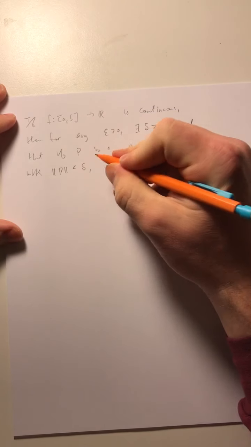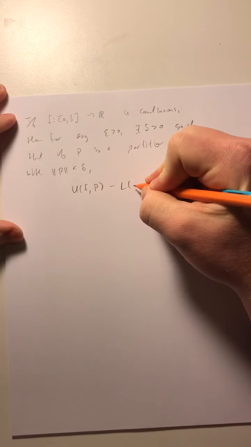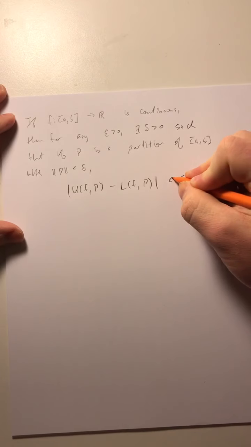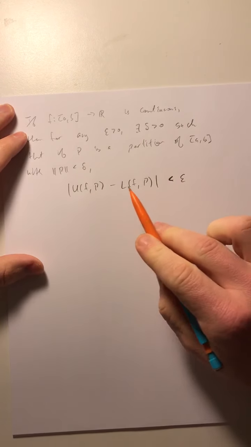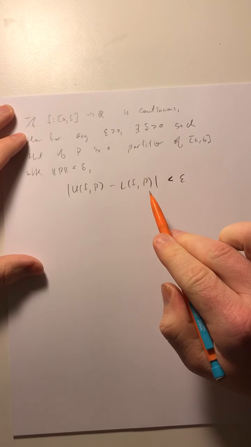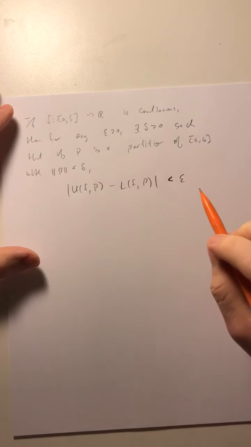if I take the upper sum minus the lower sum, the absolute value is less than epsilon. So we know that, well, I don't need the absolute values here. The lower sum is less than or equal to the upper sum, so upper sum minus the lower sum is greater than or equal to 0. So I don't need the absolute values here.